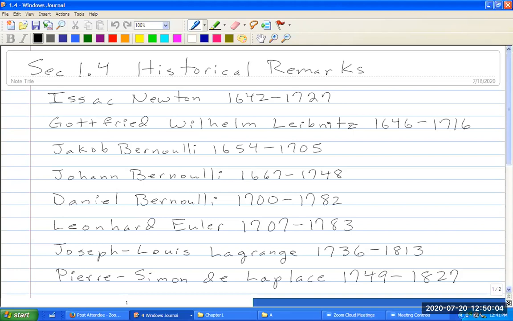So Newton and Leibniz, those are the inventors of calculus. Then the Bernoullis, there were tons and tons of Bernoullis, all related. I think there are probably 20, maybe 30, probably about 30 of them. They're fathers, sons, grandfathers, cousins, uncles, all of them involved in mathematics. Too many of them for me to remember. There's probably at least 30 of them.